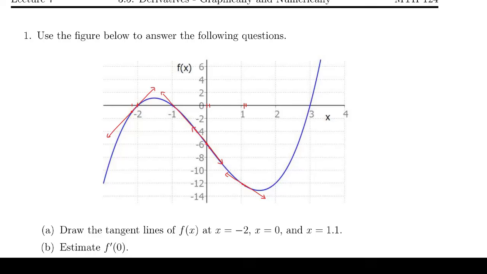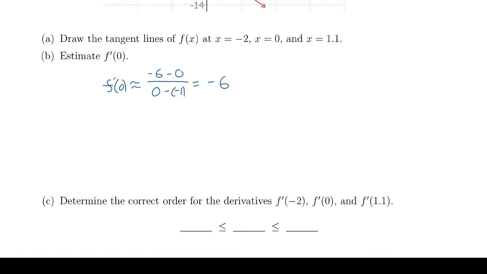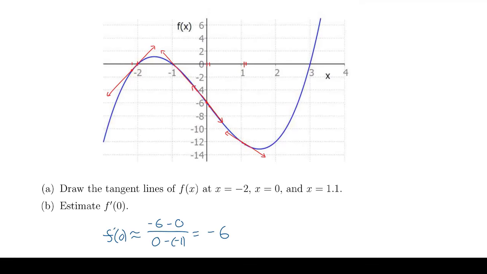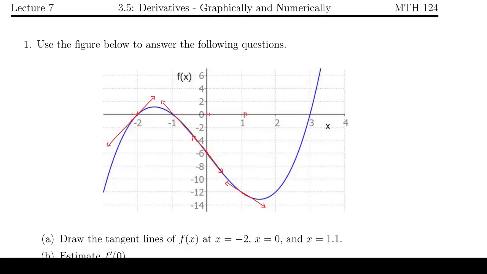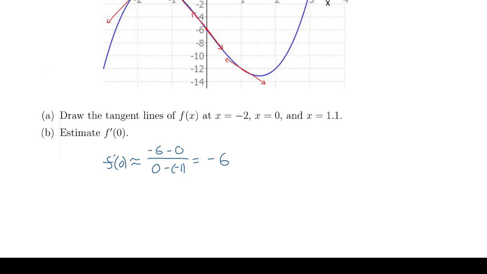So the most negative value is our smallest value, and so that is the slope of this middle tangent line at x equals 0. So that means f prime of 0 is our smallest value. So we don't need to actually estimate these. We can visually just look at the steepness of these lines and very quickly rank the size of these. At x equals 1.1, we see that the slope is also negative, but not as negative. So this is going to be next. And that leaves f prime of -2, which we see as positive, so that must be the largest value.